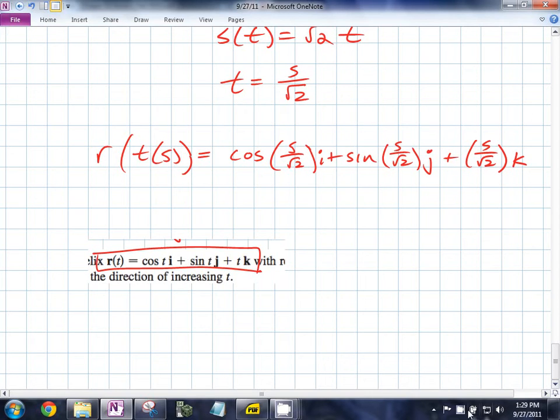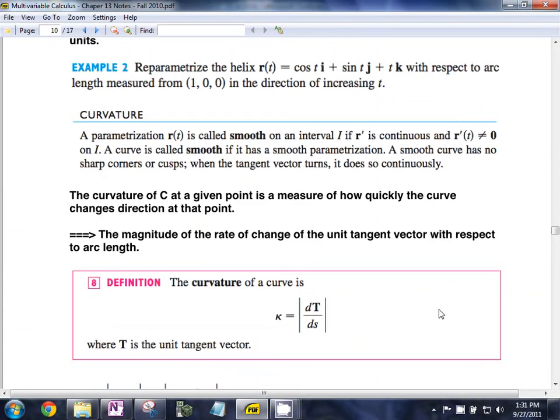So let's do a little reading time here. A parametrization r of t is called smooth on an interval if r prime is continuous and the derivative can't be 0. A curve is called smooth if it has a smooth parametrization. So if your parametrization of the curve written in parametric form is smooth, then the curve itself is smooth. You have to take the derivative, and then show that r prime is not going to be 0 anywhere on the interval that you want to show is smooth.